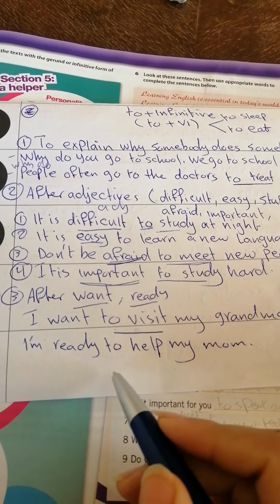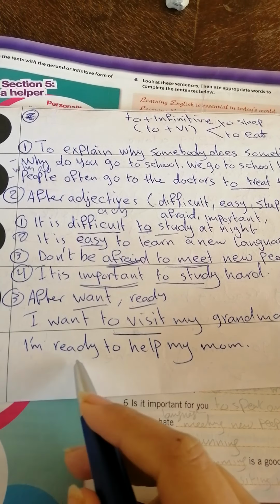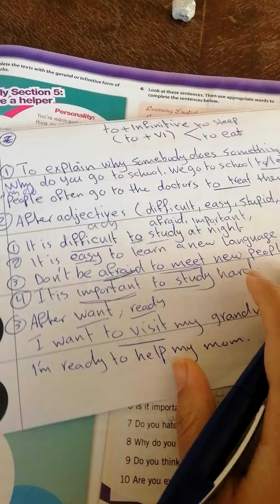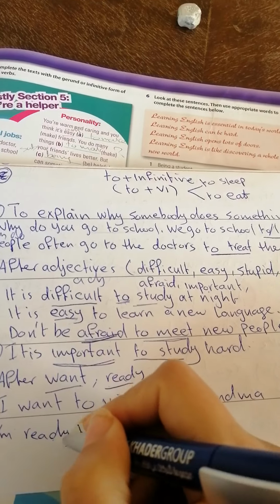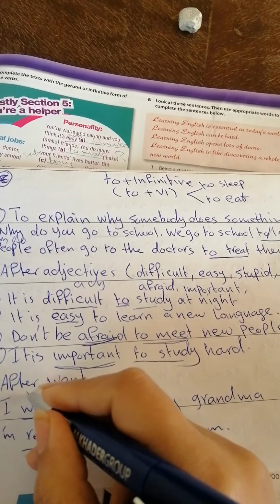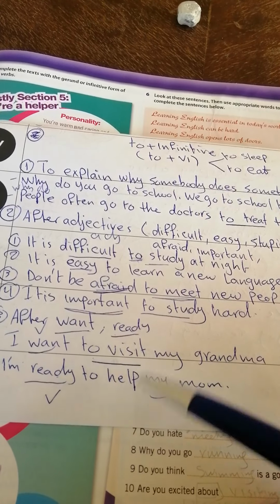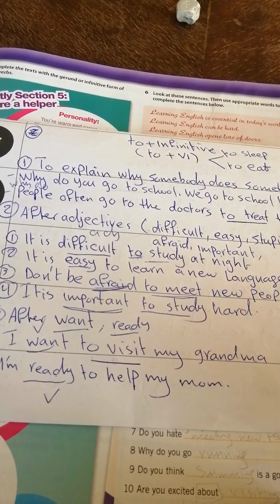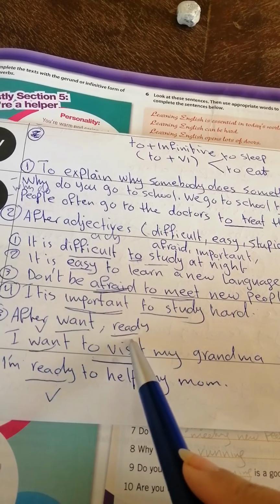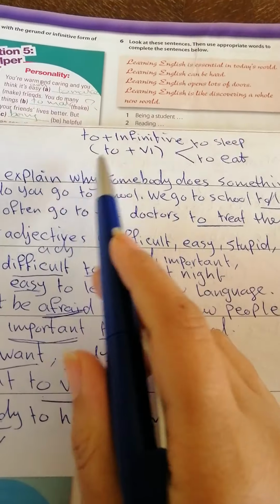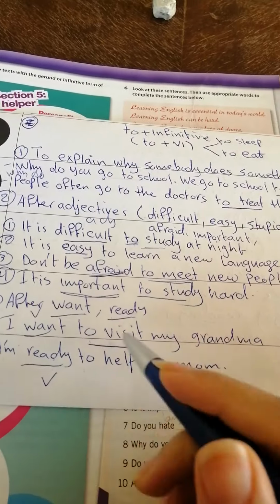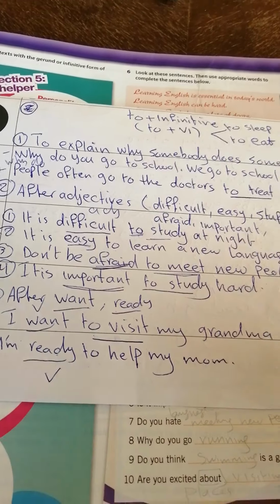Number 2, I'm ready to help my mom. This is a verb, and want is a verb. Whenever you see want and ready, you should add to plus infinitive. Always after want and ready we have to infinitive, to visit or to help.